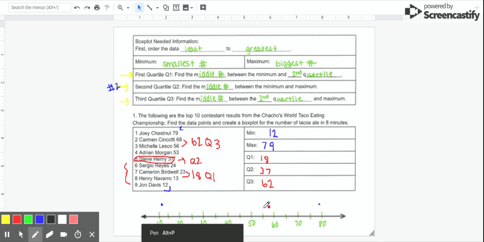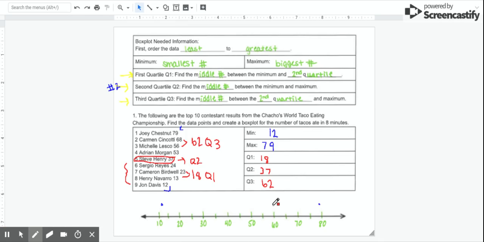Flip back to red. My quartiles, Q1, Q2, Q3, are going to make the box. It's called a box plot because it looks like a box. So we put a line at 18. Just put a line. It looks like a number 1. And then again at 37, so that's right here. And then another one at 62, so right here. And then you connect it. It makes a box.